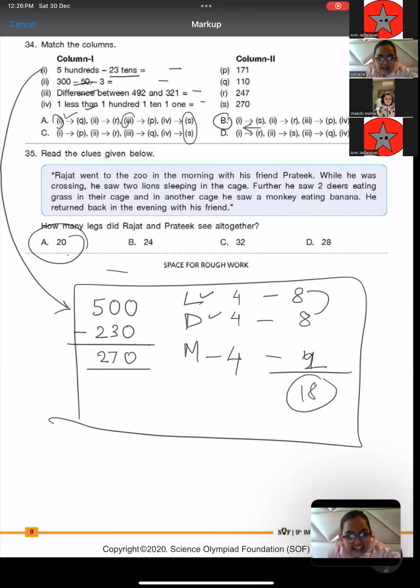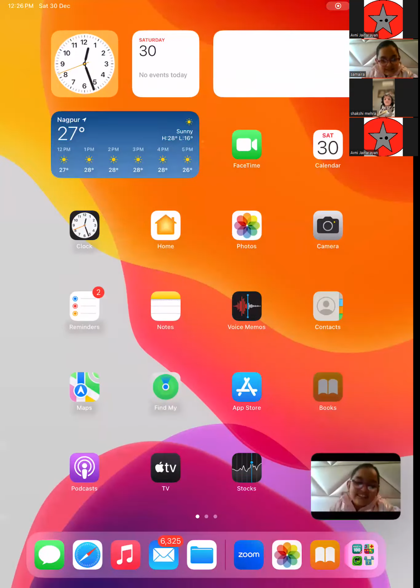Mom, I have one confusion. Please tell me, what is the confusion? That Rajat and Pratik also have total 4 legs. So should it... How many legs did Rajat and Pratik see altogether? Yeah, that's also a good point here. So if you add 4, it becomes 24. But how many legs did he see altogether? I don't think they are going to add their legs to it. Let's check the answer.